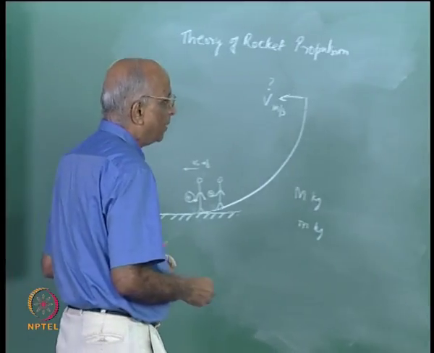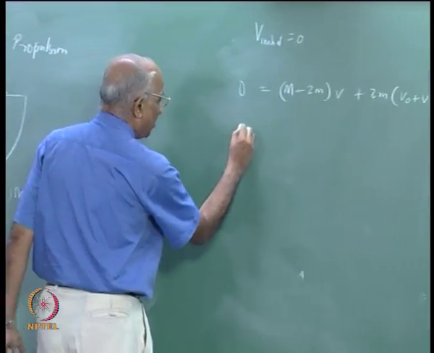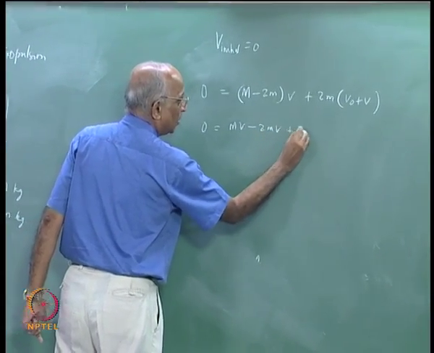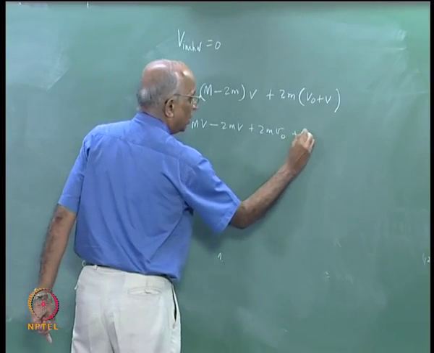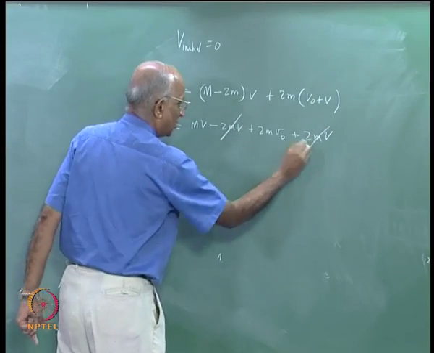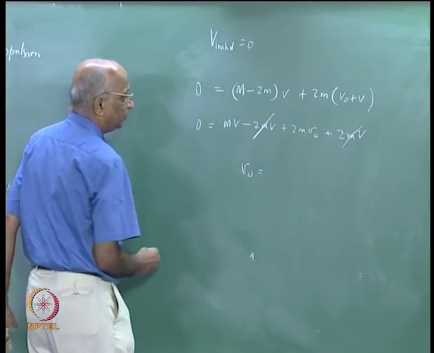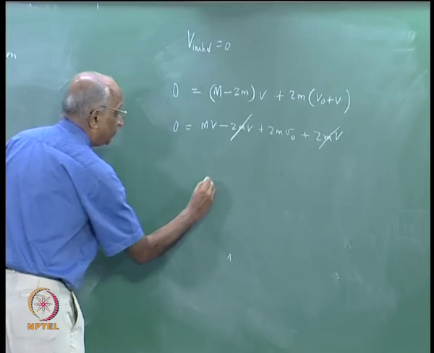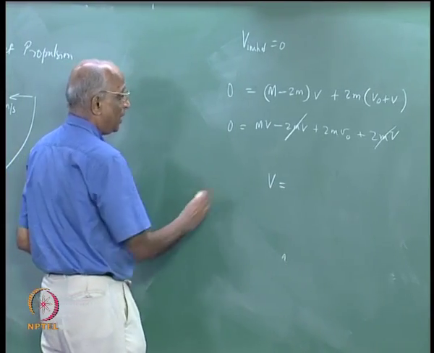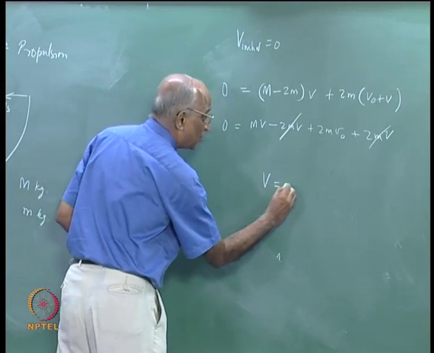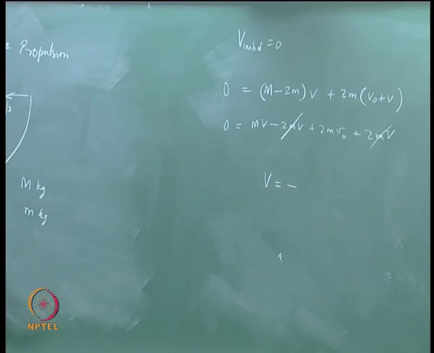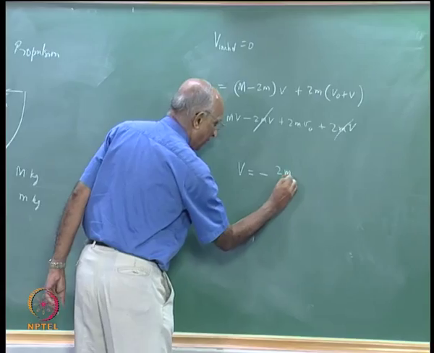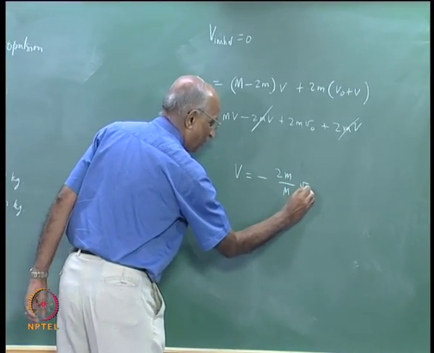Let us be very clear. Now I want to solve this, therefore I say initial momentum is 0, this is equal to MV minus 2mV plus 2m v0 plus 2mV. This and this get cancelled. I want to find out the final velocity of the sled, I am more interested in capital V, which is equal to, what is the value I get? V is equal to minus 2m divided by M into the velocity with which the stones are thrown out.